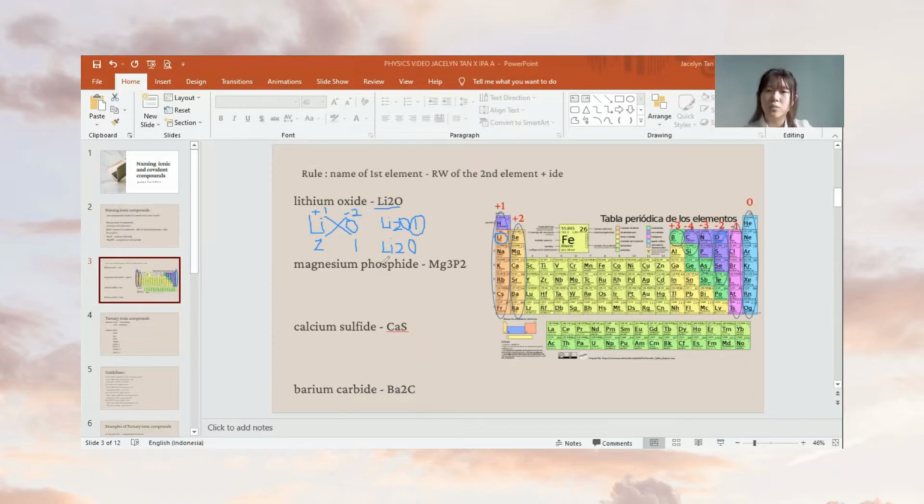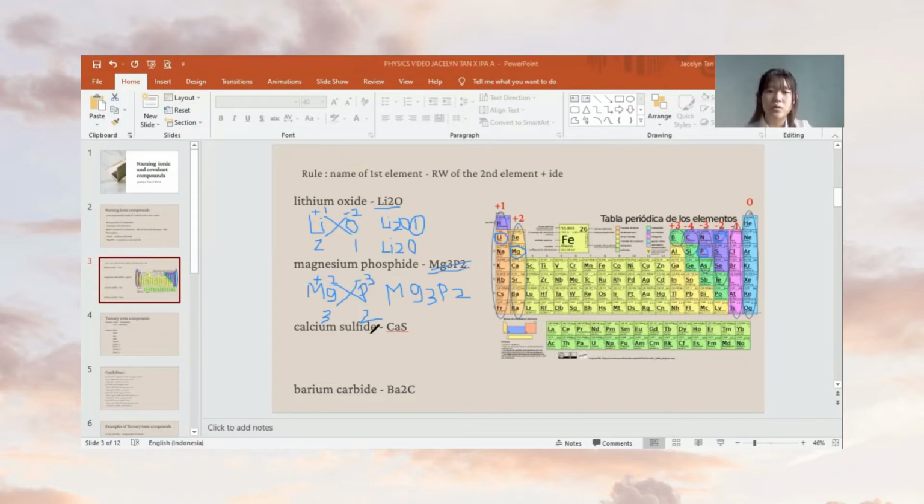So next, magnesium phosphide. Magnesium is Mg. Mg is positive 2, so we write positive 2. Phosphide, it's P. P is negative 3. So we cross multiply them. Got 3 and 2. So that is Mg3P2. So it's the same.